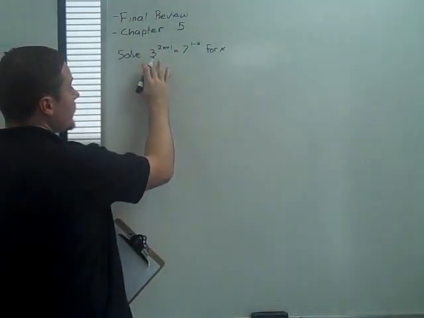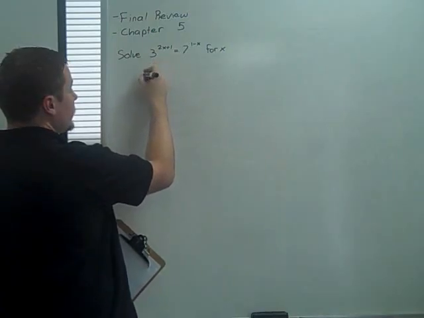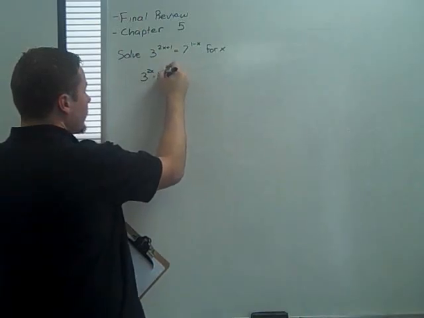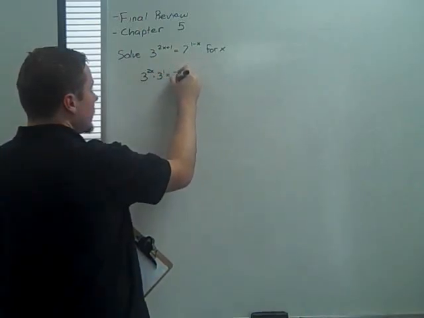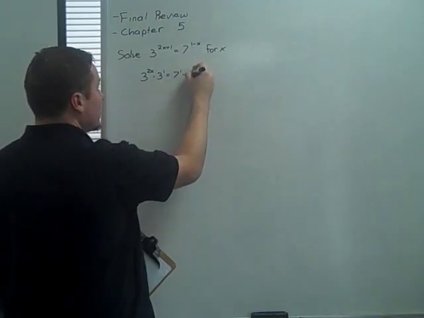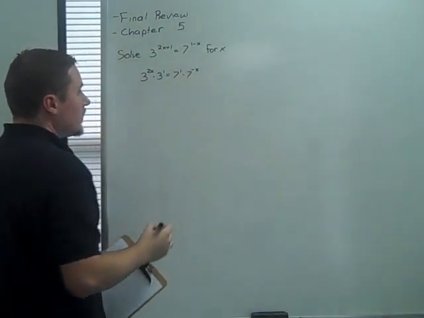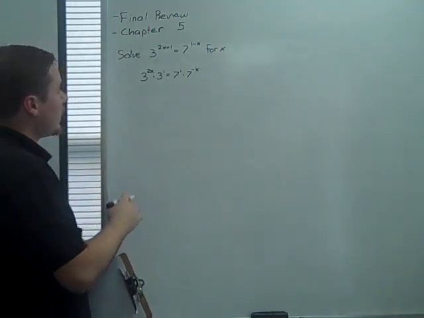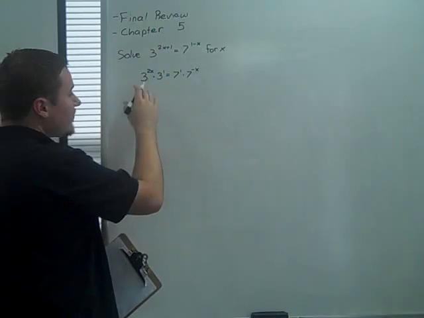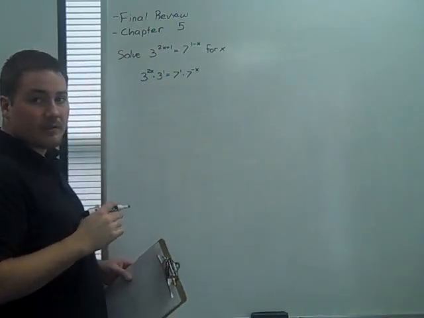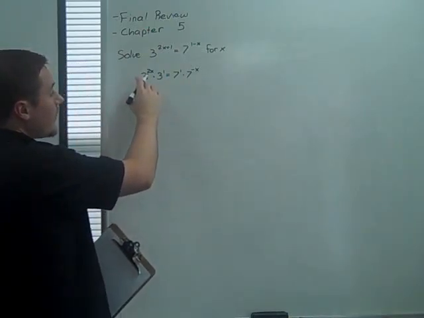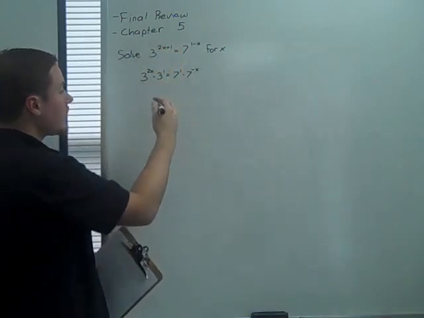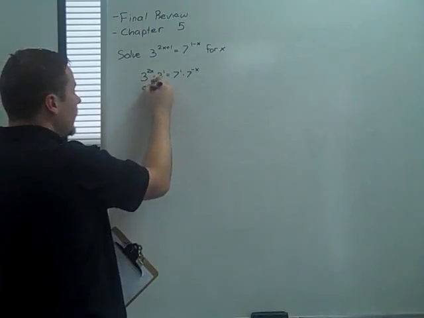So what I'm going to do is break up 3 to the 2x plus 1 into 3 to the 2x times 3 to the 1. This is going to equal 7 to the 1 times 7 to the negative x, because that's the way you break apart exponents. Now this 3 to the 2x, I'd really like to have in terms of something raised to the x. So I think, oh, this is just 3 to the second to the x. Well, 3 to the second is a more common 9 to the x.